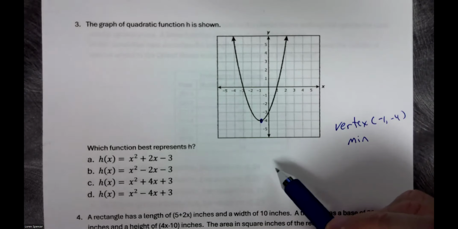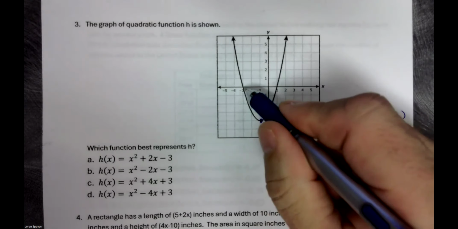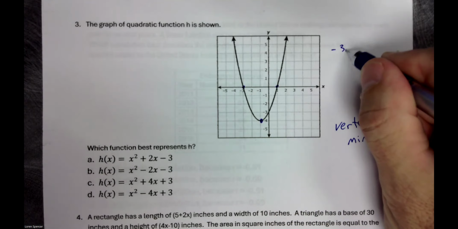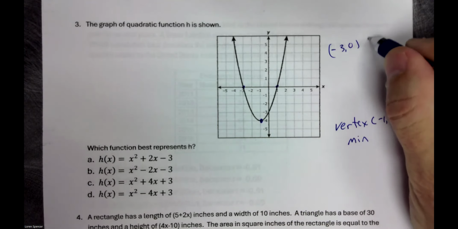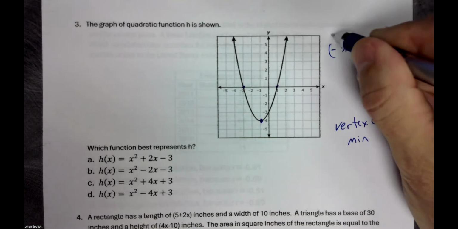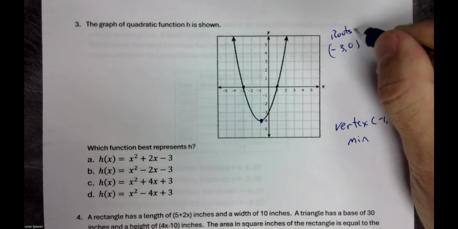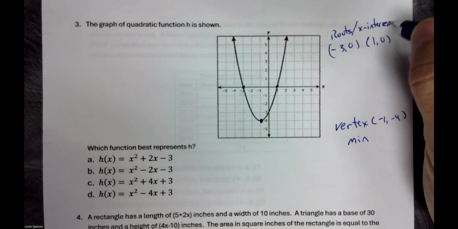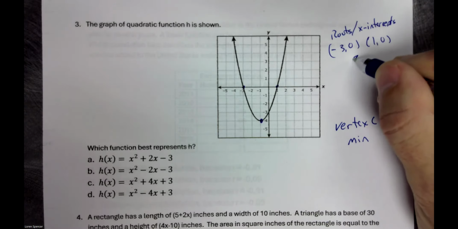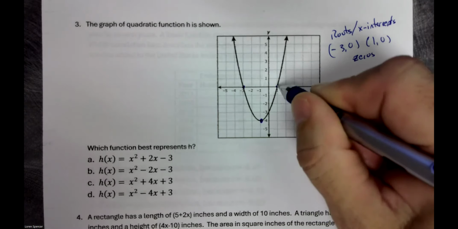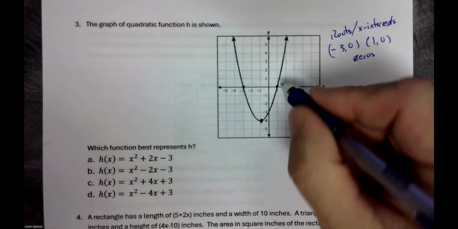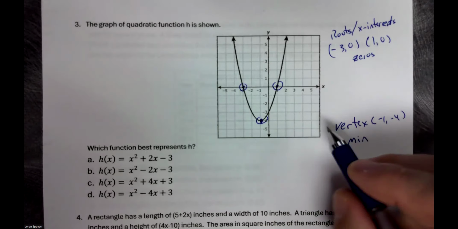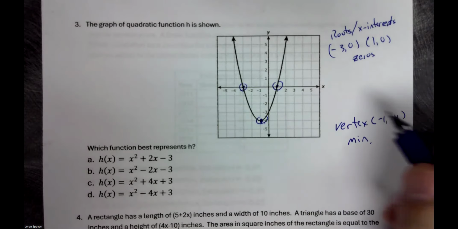None of this was asked, but I'm going to go ahead and do this. So -3, 0, and 1, 0 are roots, x-intercepts, and sometimes referred to as zeros, and sometimes even referred to as solutions. So that's what I have circled right there. This is the minimum because it's the lowest value.